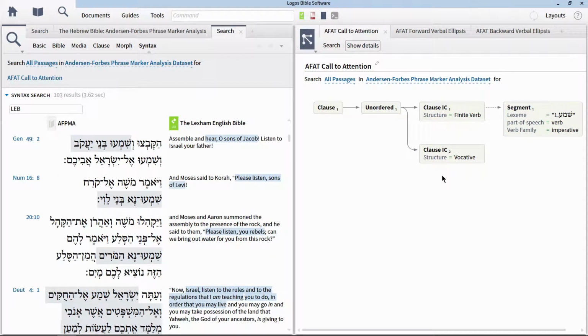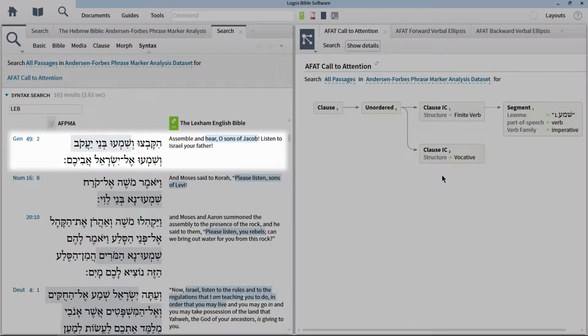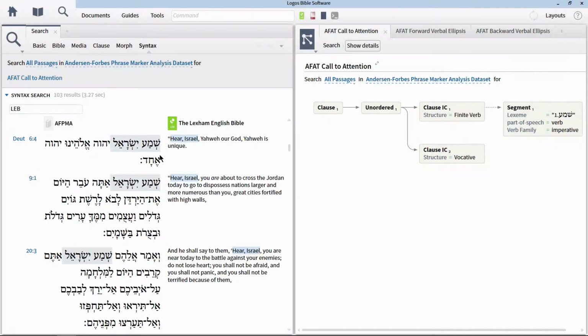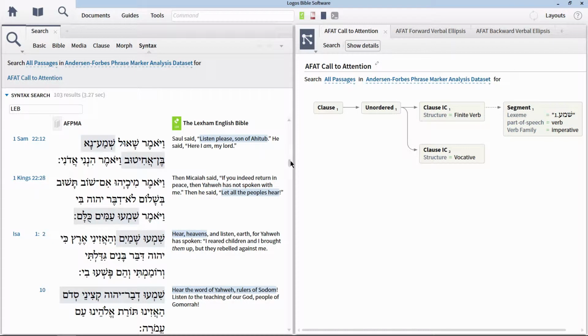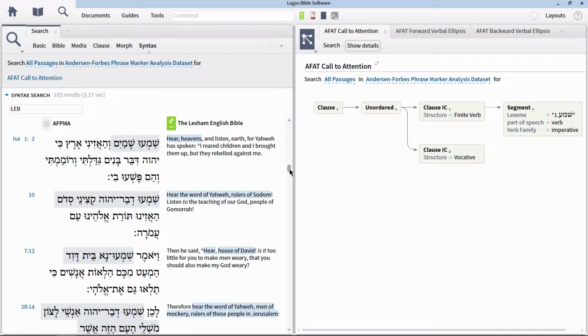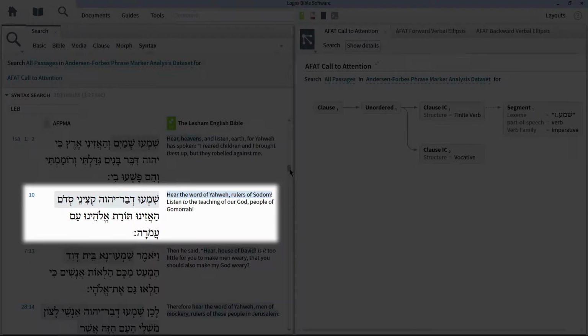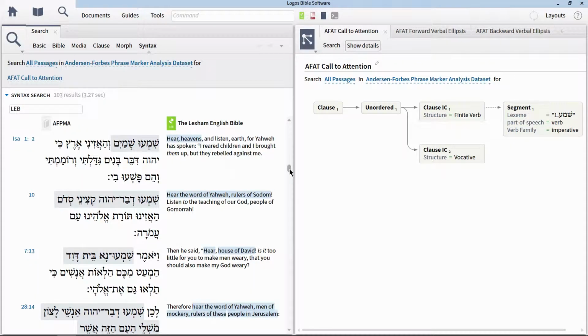Genesis 49:2 says, "Assemble and hear, O sons of Jacob." If we scroll down a bit more, we find a search result for Deuteronomy 6:4, which says, "Hear, Israel." Finally, scroll down a bit more to Isaiah 1:10. This says, "Hear the word of Yahweh, rulers of Sodom." In all of these instances, we have the verb shema in the imperative form paired with the vocative in the same clause. How were we able to get there?